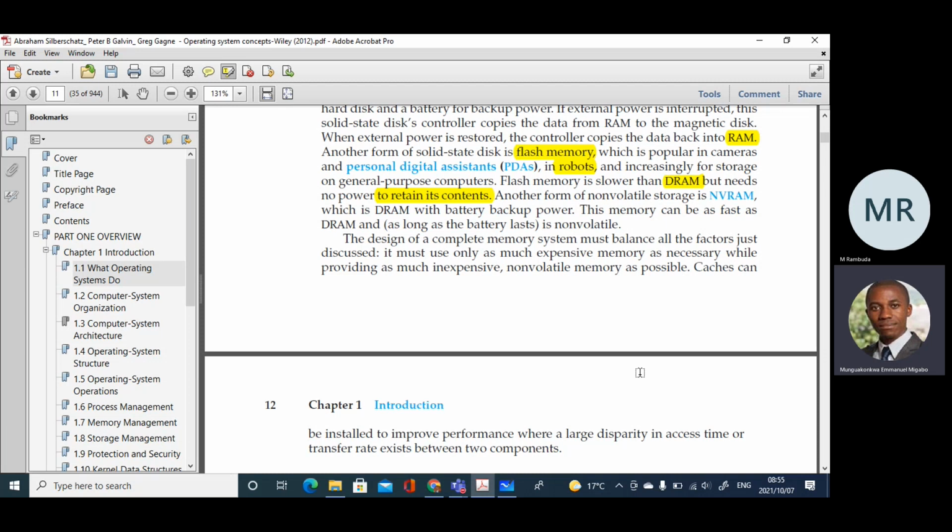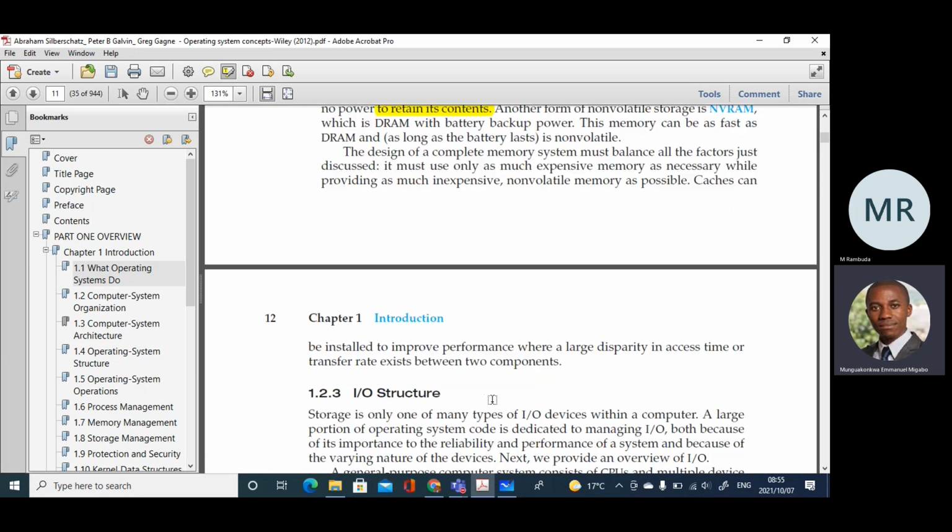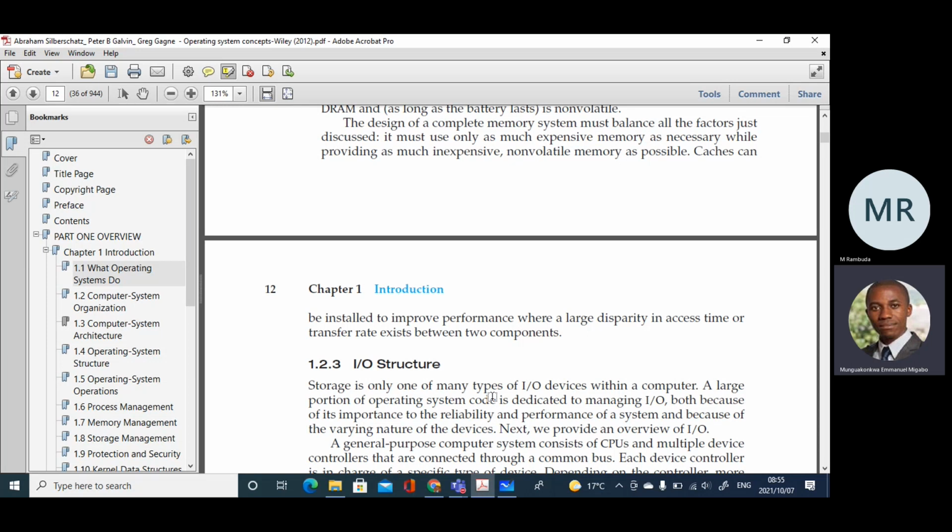Caches can be installed to improve performance, and this is mostly on servers, because they are expensive, and to improve performance when a large disparity in access time or transfer rate exists between two components. That's why it's more appropriate for servers, because servers are multi-use and workstations are trying to access the server. So you can add more cache to improve the transfer rate or the access of workstations to the server, for example.